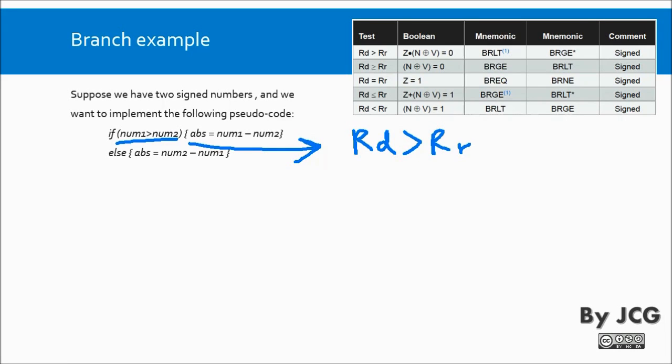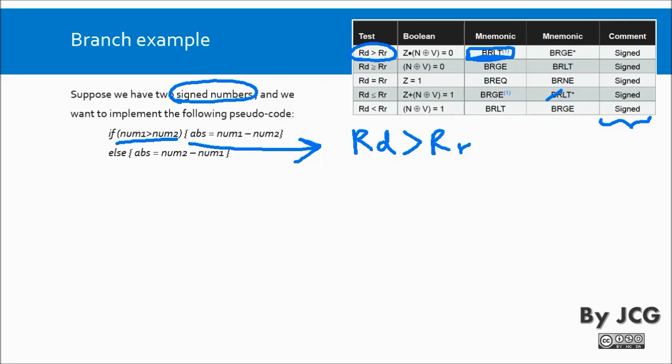This is the same comparison that we want to make. So you see that this test is found here. Another important part that I forgot to mention is that this particular example says that we have 2 signed numbers, and because of that we are looking at this section of the summary. So since we have signed numbers and we want to check if a number is greater than another number, we have to look at that specific row. This row tells me that we should use branch if lower than.